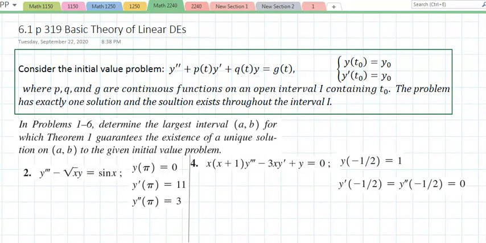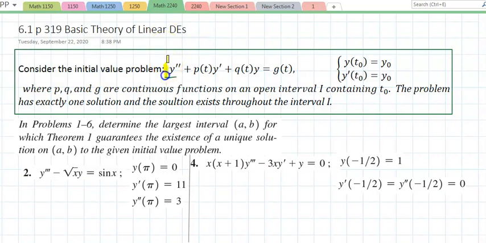6.1, this is back to differential equations now. We're using the other book, on page 319. It talks about the basic theory of linear differential equations. Consider the given initial value problem. We're talking about a second order differential equation.